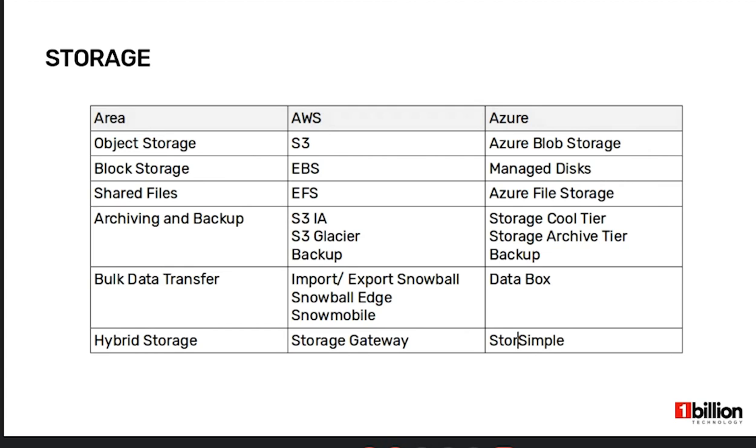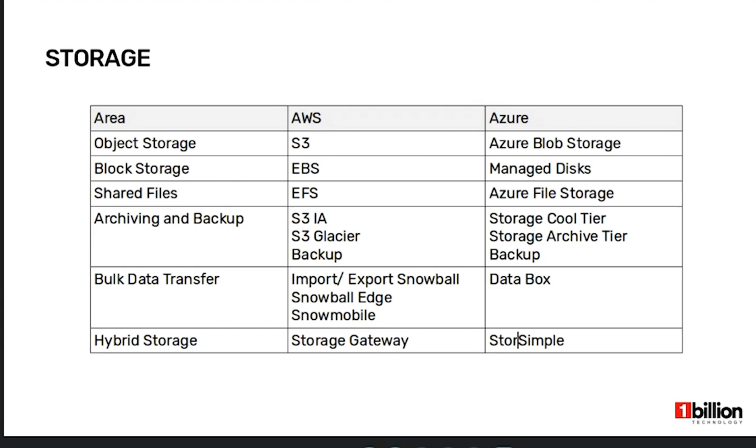Glacier for archival. And same is there's a thing called hot, cool. Hot means your normal blob storage. Cool means infrequent access. Archive tiers, Glacier. Backup, same. It's the same name. And when it comes to mobility, when it comes to data transfers, you find Data Box in Azure, you find Snowball in AWS.